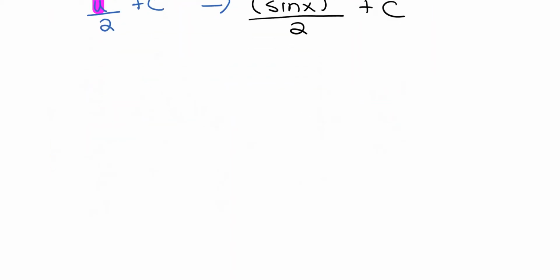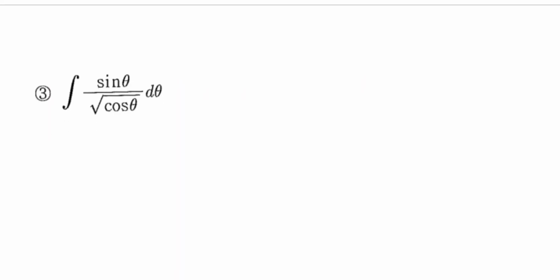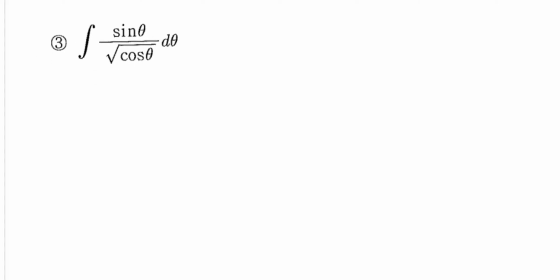Okay, let's move on to the next question here. For the next question, I have the integral of sine theta divided by the square root of cos theta. So I have sine theta on the top, and I have a cos theta in the denominator trapped inside that square root. So for my u substitution step here, I'm going to let u equal cos theta.